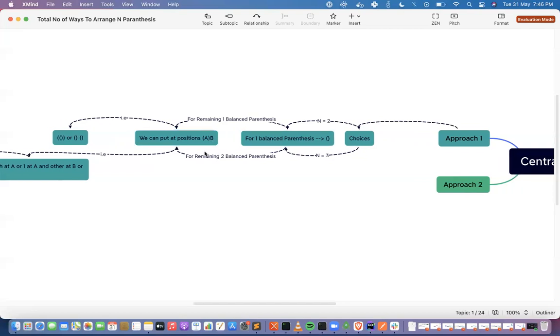So this is one of the balanced parentheses, and inside it there is a position called A, and outside it there is a position called B. If you place this balanced parenthesis inside, at position A, you will get this balanced parenthesis. Similarly, if you place it at position B, you will get this parenthesis. Is this point clear till here?